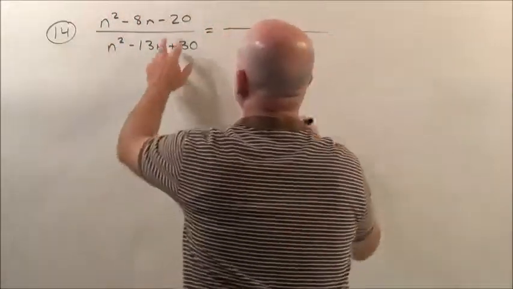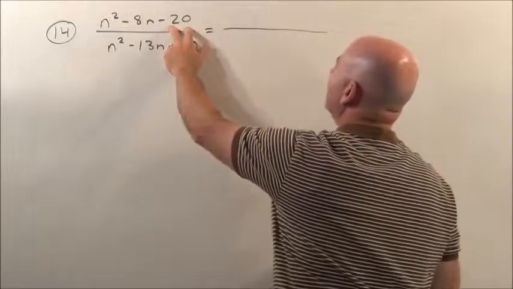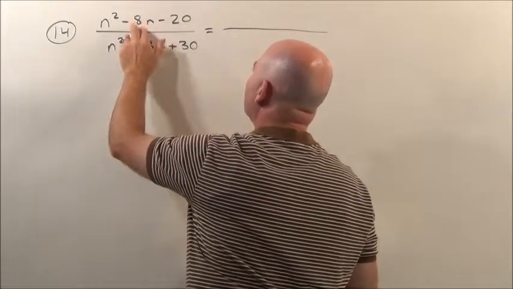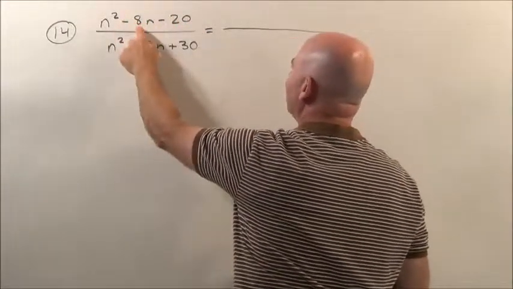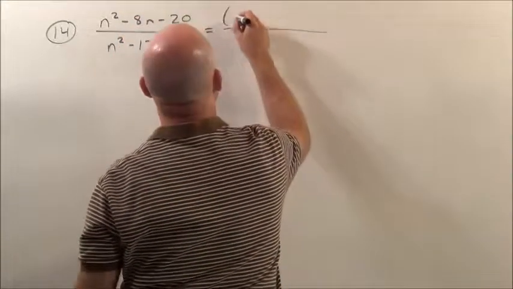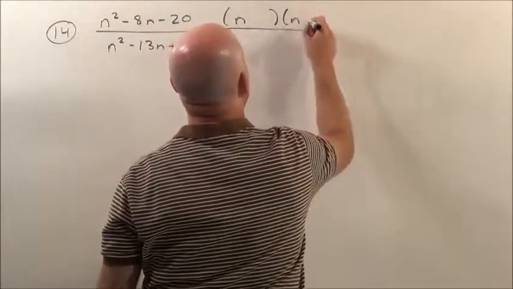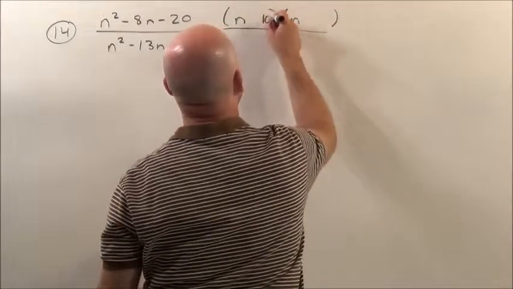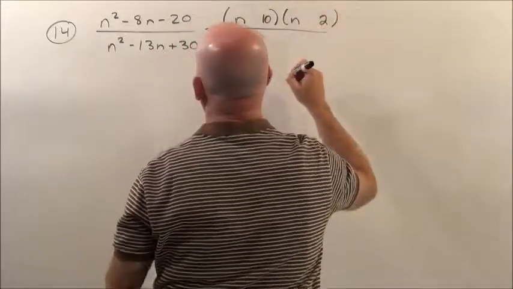So if I look at this 20, I'm thinking, what multiplied together gives me 20? It has a difference of 8. 1 and 20 doesn't have a difference of 8. 2 and 10, oh yeah, that's what it's going to be. So I know I've got n and something with 10 and 2.